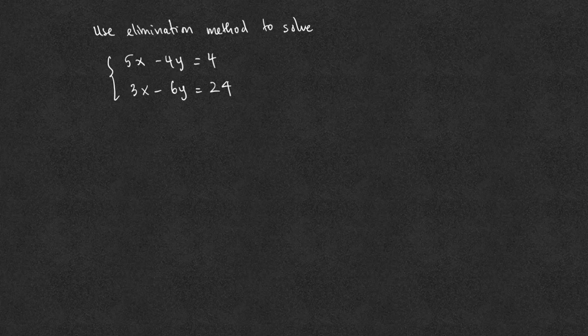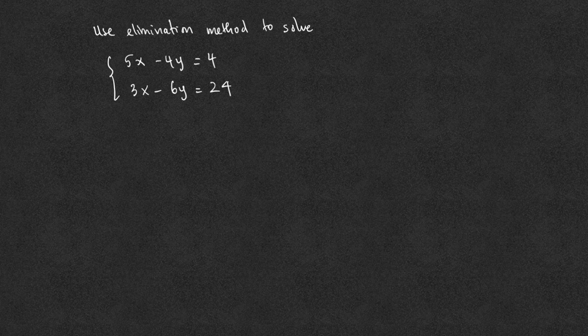Use the elimination method to solve the system of equations 5x minus 4y equals 4, 3x minus 6y equals 24. To use the elimination method is to first find the same amount for a certain variable in both equations, either x or y, and ideally we want to have the opposite sign so that we can add the two equations. If not, we can just simply subtract the two.